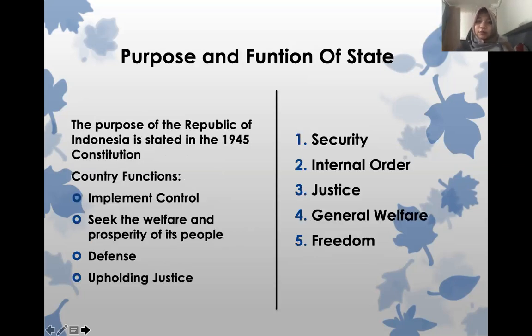And what is the purpose and function of the state? The first purpose of the state is to implement control, and then second, to seek the welfare and prosperity of its people. The third one is for defense, and the last one is upholding justice. As the general function, the state must function as security, international order, justice, general welfare, and also freedom.